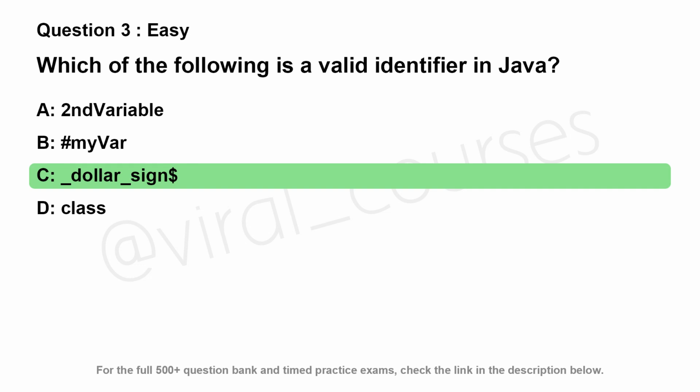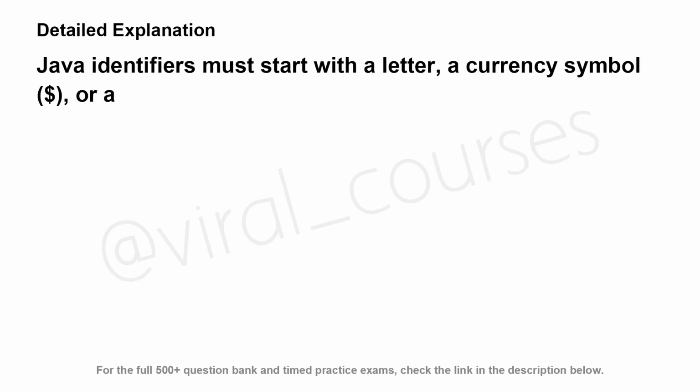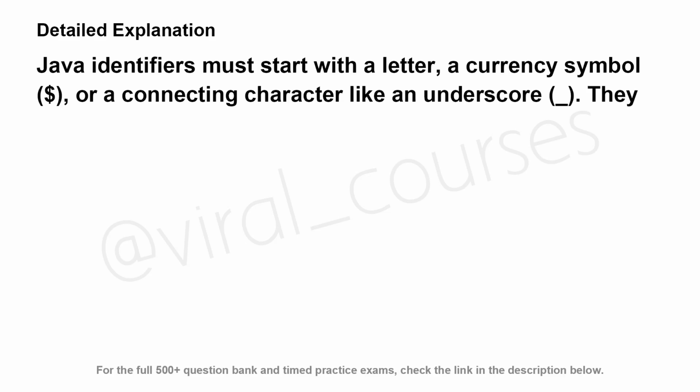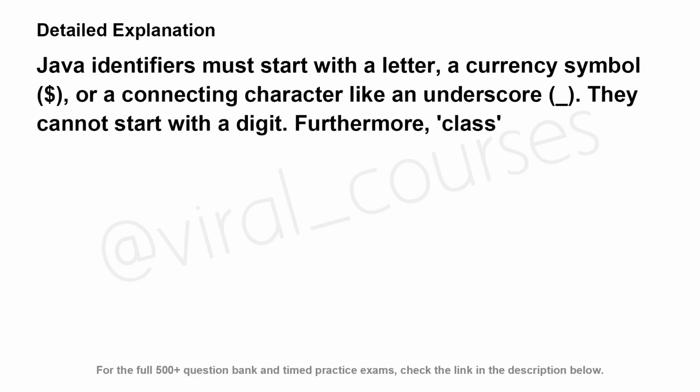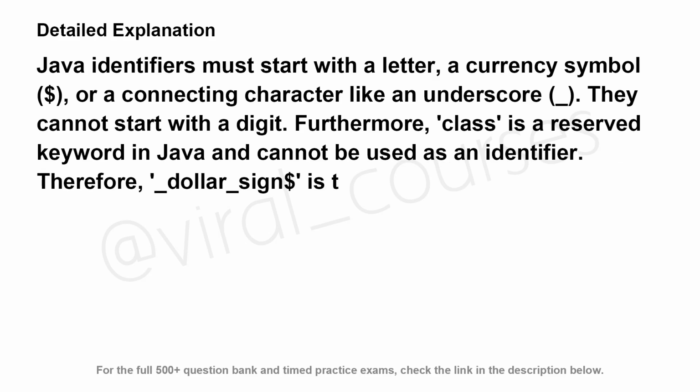The correct answer is C. Java identifiers must start with a letter, a currency symbol like $, or a connecting character like an underscore. They cannot start with a digit. Furthermore, class is a reserved keyword in Java and cannot be used as an identifier. Therefore, $sign is the only valid option.